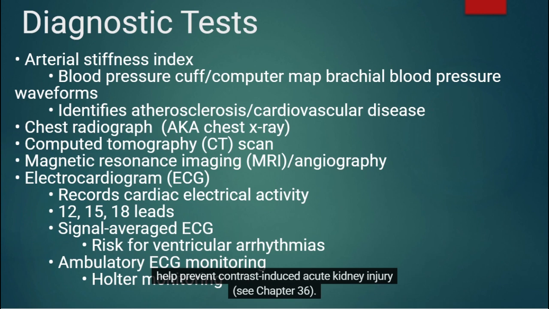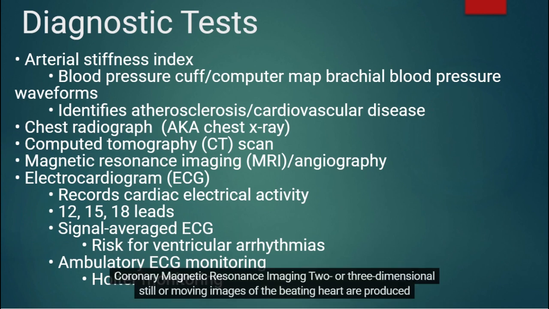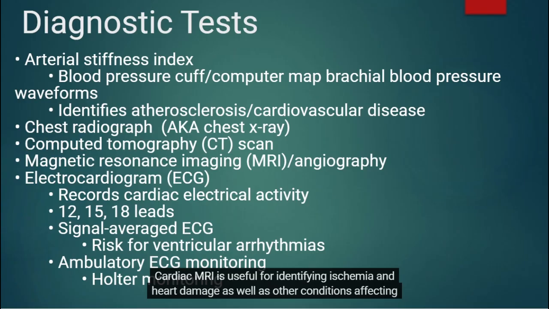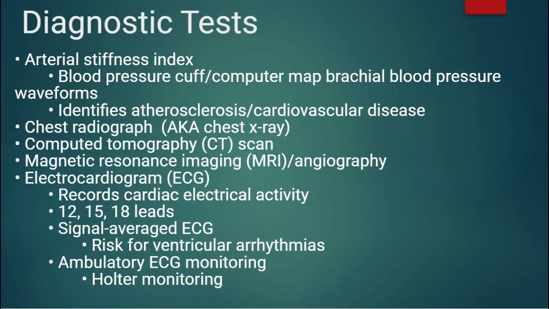See Chapter 36.1. Coronary magnetic resonance imaging: 2 or 3-dimensional still or moving images of the beating heart are produced with magnetic resonance imaging, MRI. Cardiac MRI is useful for identifying ischemia and heart damage, as well as other conditions affecting the heart.